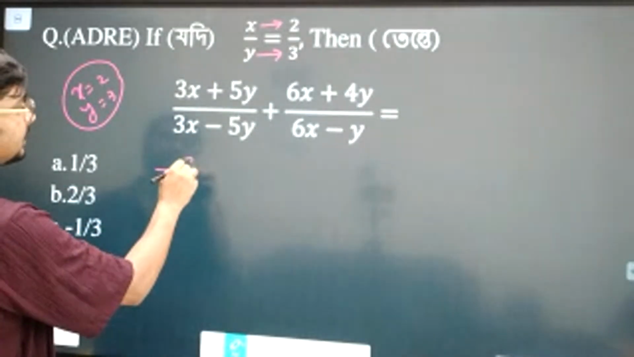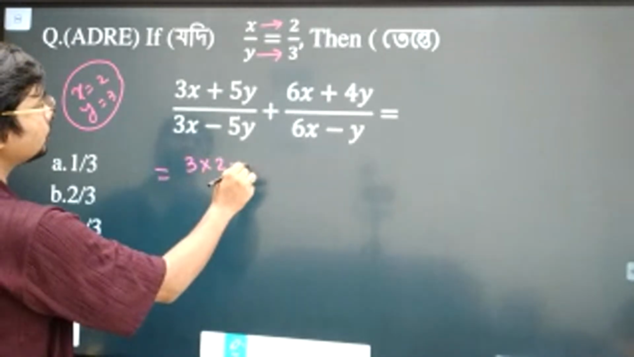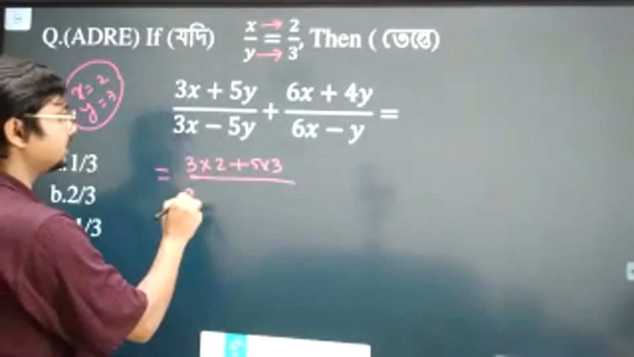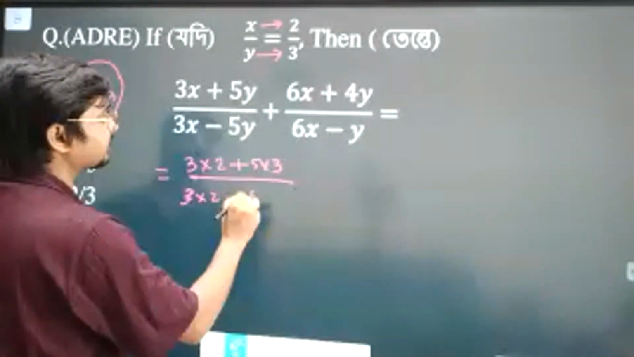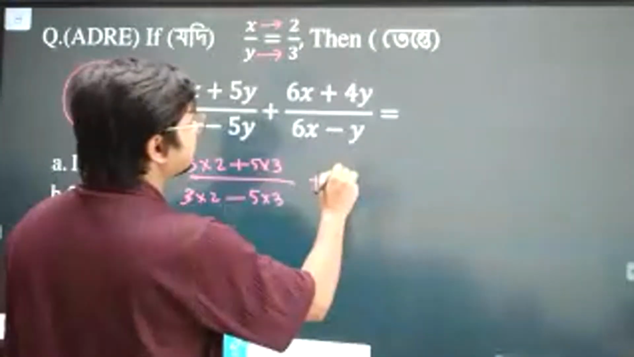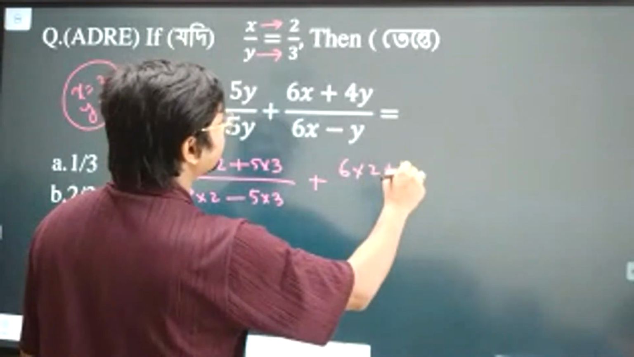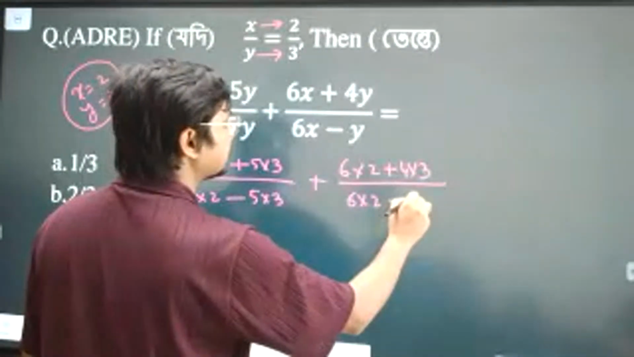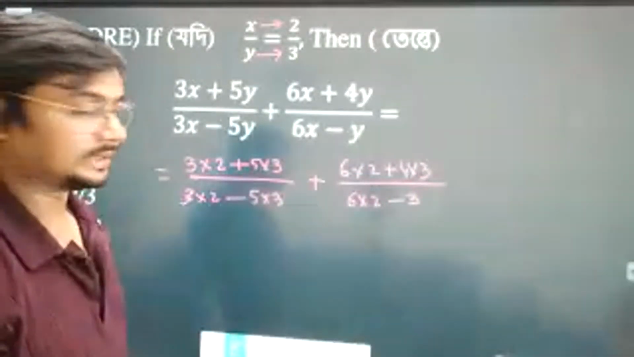So I will simplify: 3 into 2 plus 5 into 3 divided by 3 into 2 minus 5 into 3, plus 6 into 2 plus 4 into 3 divided by 6 into 2 minus 3. You just simplify this question, right?